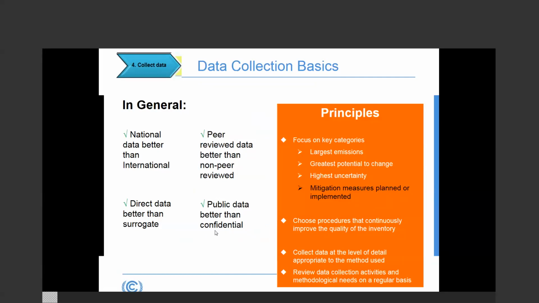Also, you need to collect the data at the level of detail appropriate to the method used. Remember what I was talking about, tier 1, tier 2, and tier 3 methods? Also, you need to review the data collection activities and methodological needs on a regular basis so that we are up to date and we are most efficient in data collection exercises. In general, national data are better than international, and peer-reviewed data are better than non-peer-reviewed, etc. So direct data are better than surrogate, and public data are normally handier than confidential. Next slide, please.